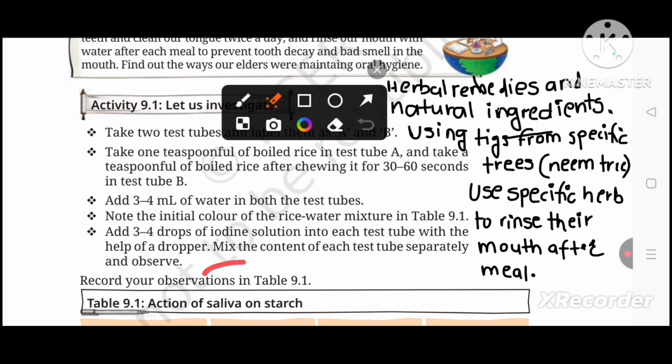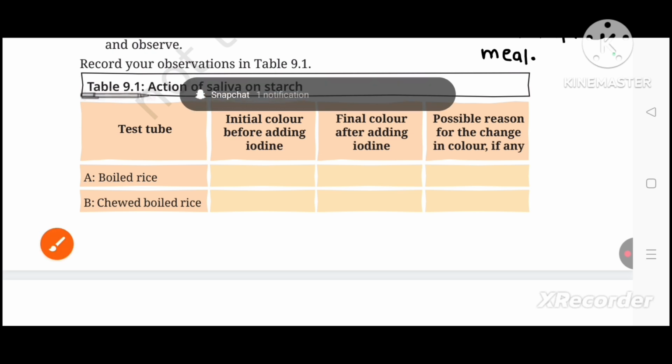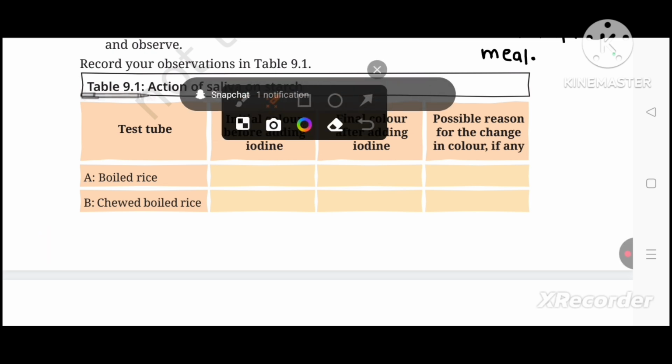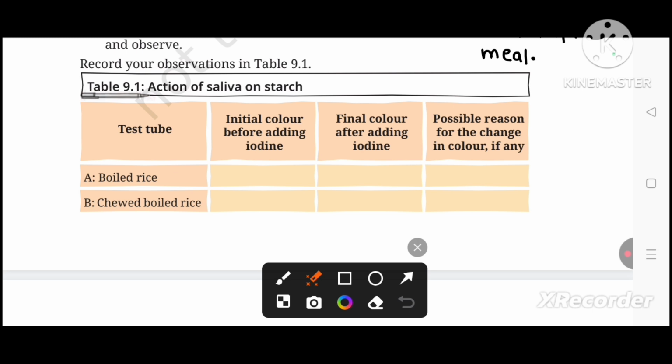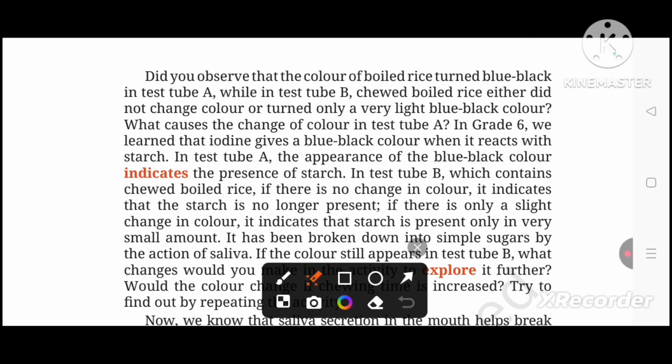Record your observations in Table 9.1: test tube, boiled rice or chewed boiled rice, initial color before adding the iodine, final color after adding the iodine, and the possible reason for the change in color. You observe the boiled rice turns blue-black in test tube A, while in test tube B, the chewed boiled rice either did not change color or turned only a very light blue-black. What causes the change in color in test tube A?